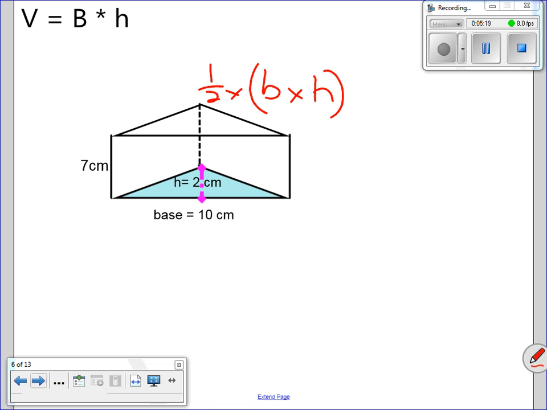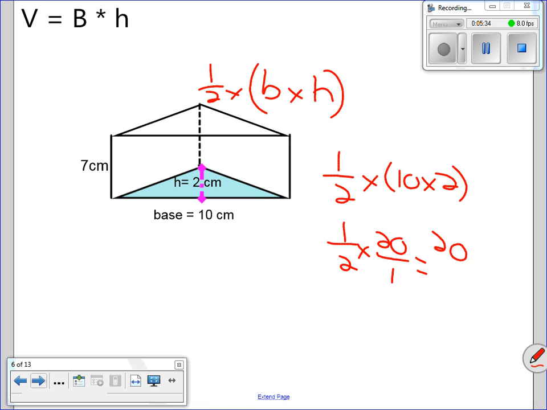So let's take a look. Let's put this into the equation. So our base is 10 times the height is 2. So half times 20. Put 20 over 1, 20 over 2. Divide that. How many 2's go into 20? 10. So my big B now is 10. My height is 7. My answer is 70 centimeters cubed.